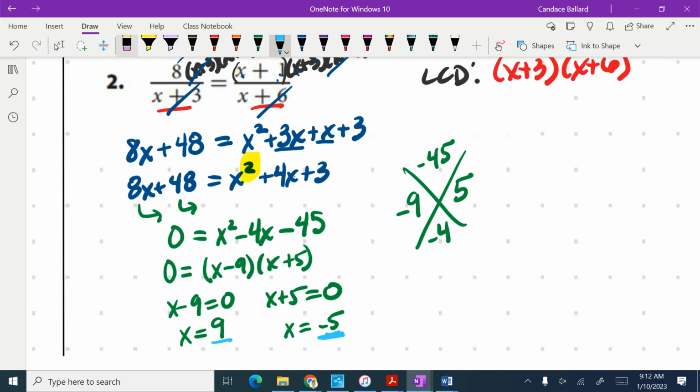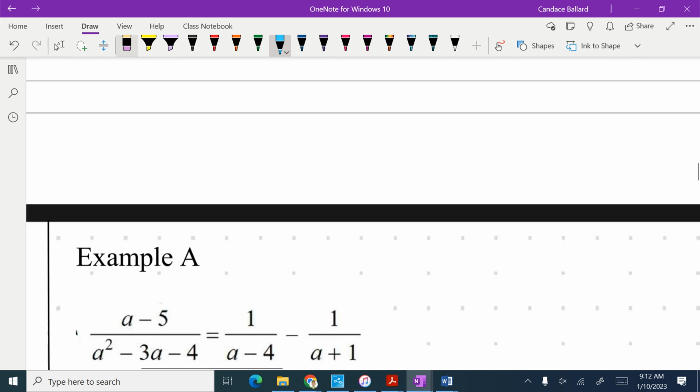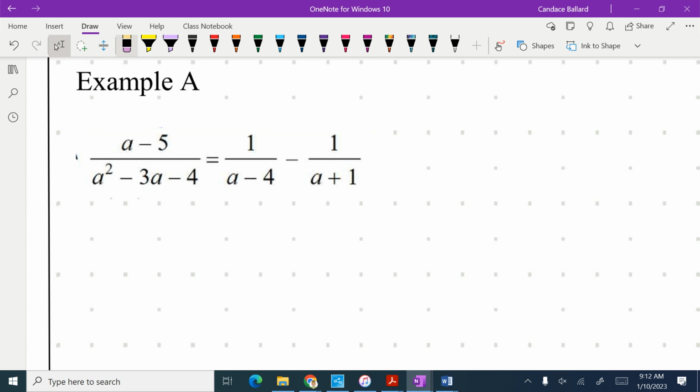All right. Let's see what's next. Oh, good. We get to do some factoring because we hadn't done enough yet. Let's look at this one that says example A. I put a lot of examples in there because I wanted to make sure we had a little bit of everything and enough practice. So what do I need to do with this guy right here first?